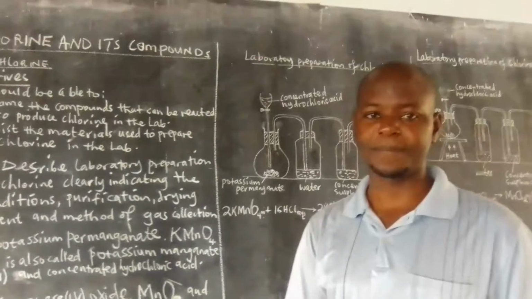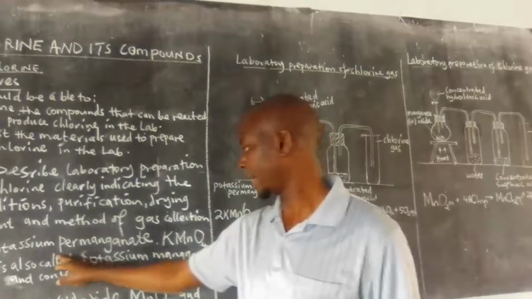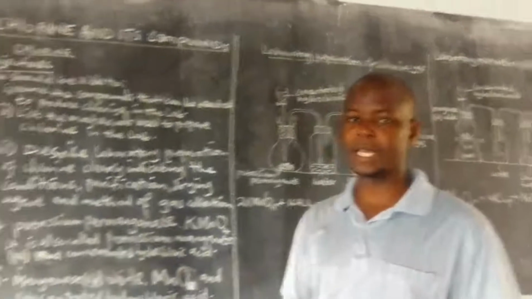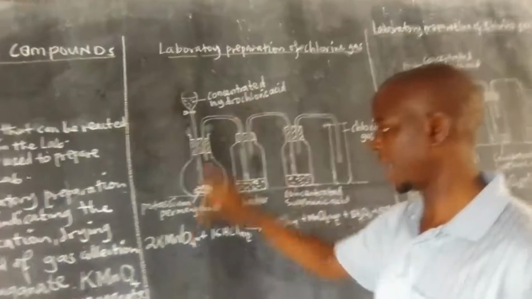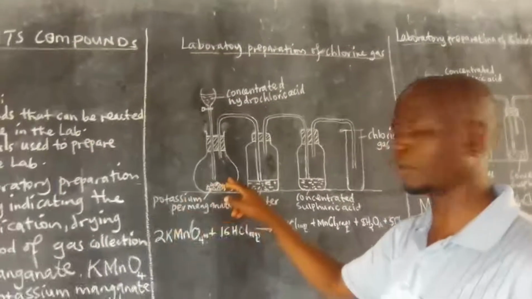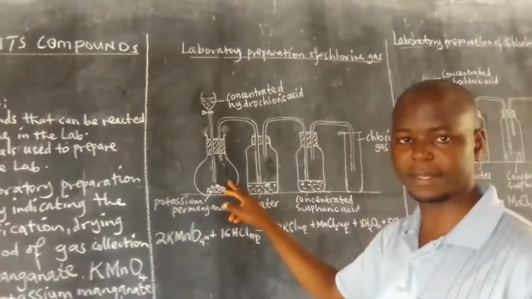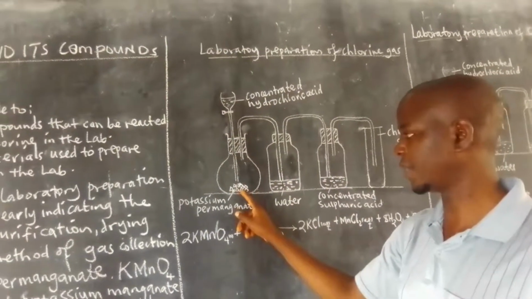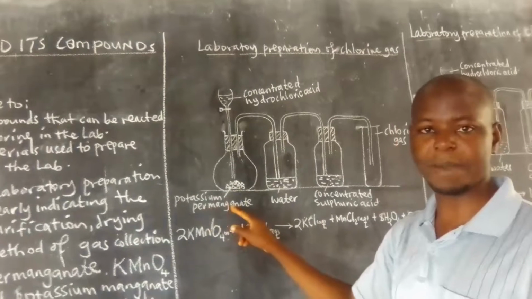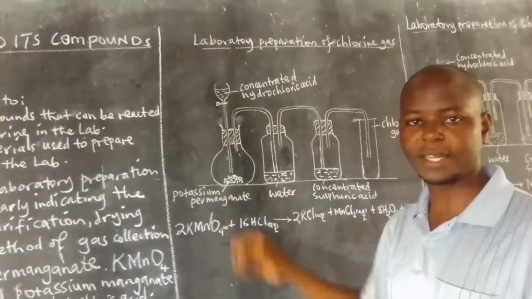Preparation of chlorine using potassium permanganate and hydrochloric acid. Hydrochloric acid is put in the thistle funnel, and potassium permanganate crystals are put in a flat bottomed flask. When you open the tap, hydrochloric acid drops into the flask and reacts with potassium permanganate to produce chlorine gas.